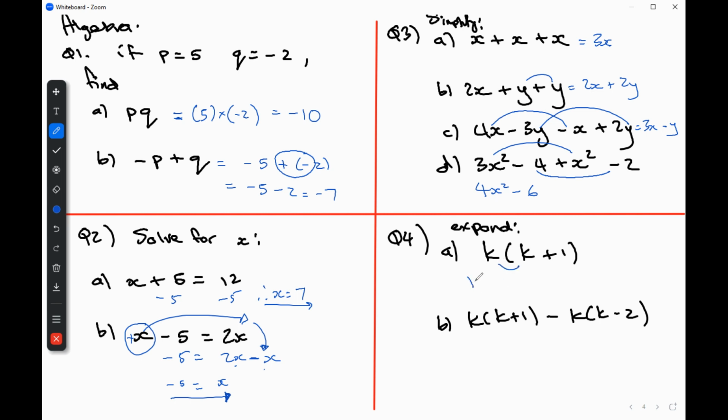K times k gets me k squared. K times 1 gets me k. K times k gets me k squared. K times 1 gets me k. Negative k times k gets me negative k squared. Negative k times negative 2 gets me positive 2k. K squared minus k squared will cancel. K plus 2k will be 3k.